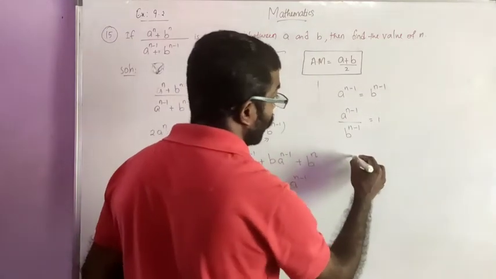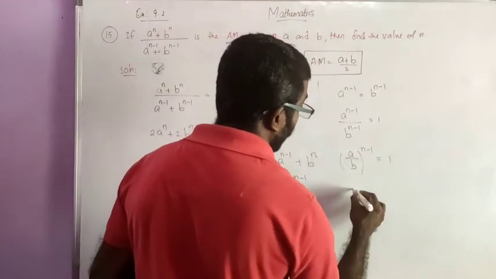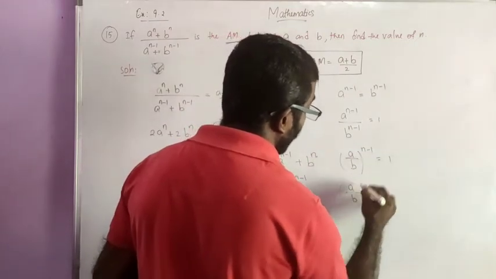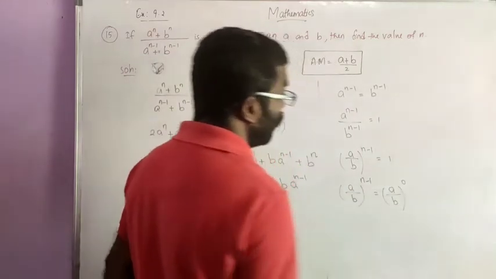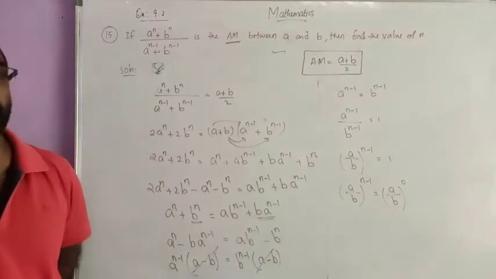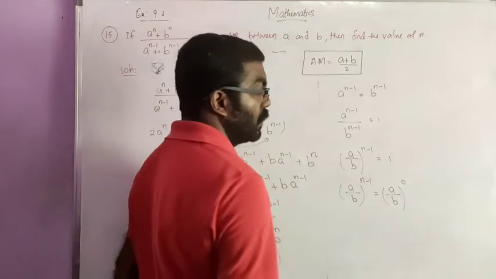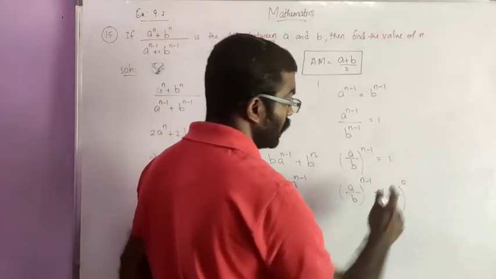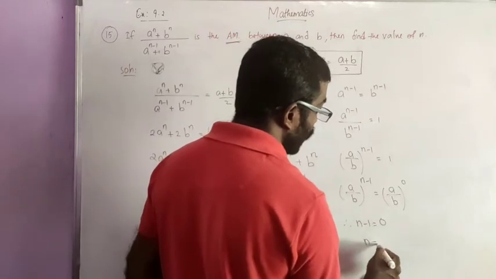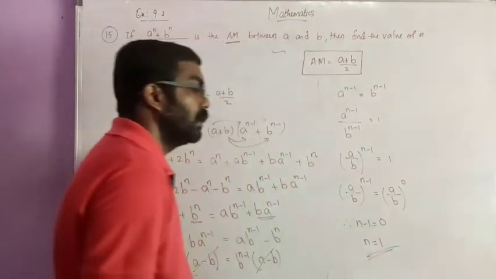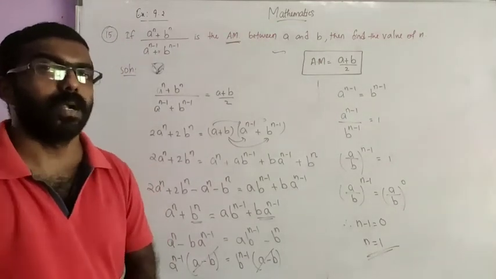We can combine this step. a by b the whole raised to n minus 1 is equal to 1, or we can write a by b the whole raised to n minus 1 is equal to a by b the whole raised to 0. We know any non-zero number power 0 is equal to 1. So this 1 can be written as a by b the whole raised to 0. Now we can compare the powers. Therefore n minus 1 equal to 0, which implies n is equal to 1. Therefore the value of n which satisfies the given condition is equal to 1. Clear?